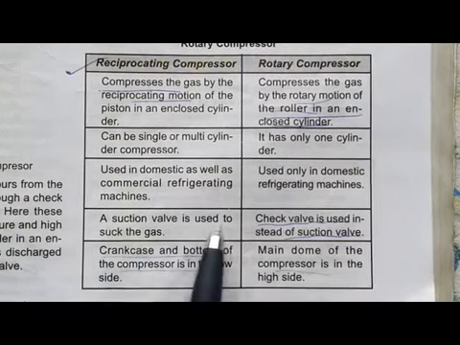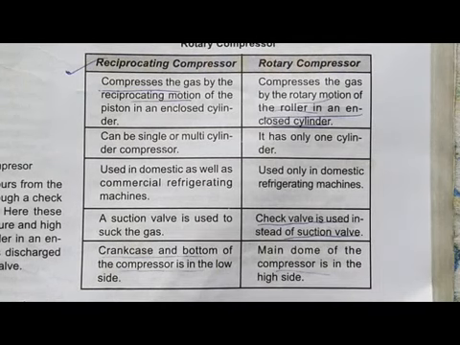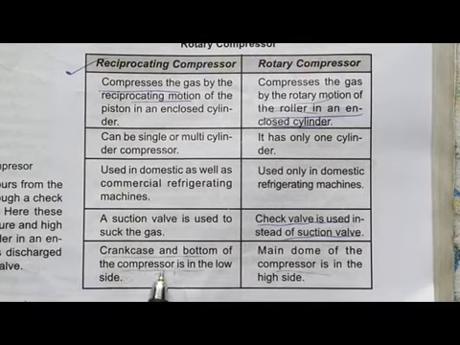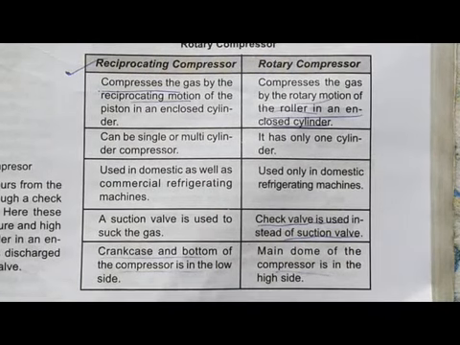In a reciprocating compressor, a suction valve is used to suck the gas. In a rotary compressor, a check valve is used instead of a suction valve. In a reciprocating compressor, the crankcase and bottom of the compressor are on the low side, and the main dome of the compressor is on the high side. So these are the differences.